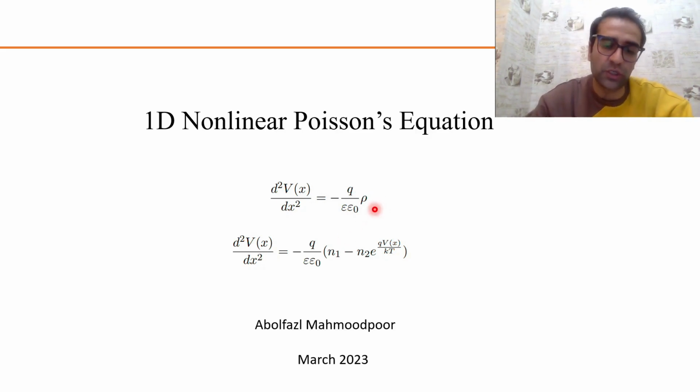Let's assume that the charge density contains two terms. One term is n1, that is constant, and the other term has an exponential form. If you notice, this exponential form has the potential in its argument. That's why this equation is nonlinear, because the right hand side of the Poisson equation has the exponential form of the potential.